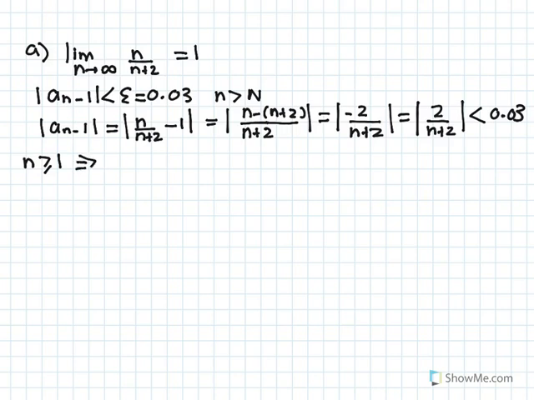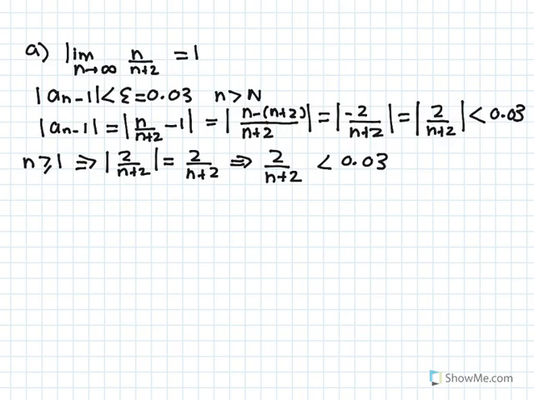So we can write this as the absolute value of 2 over n plus 2, which is equal to 2 divided by n plus 2 without the absolute value. All right, so we have 2 divided by n plus 2 less than 0.03, and we want to solve this inequality for n. Flip both sides, and if you flip both sides, this sign will change. So we have n plus 2, flipping the left-hand side, is larger than 1 divided by 0.03.